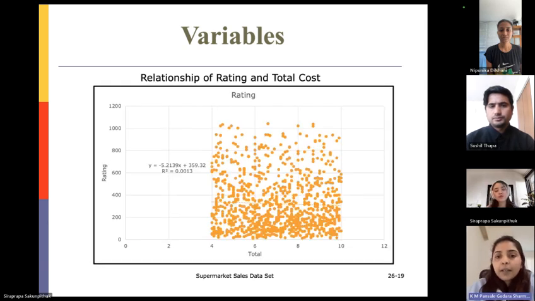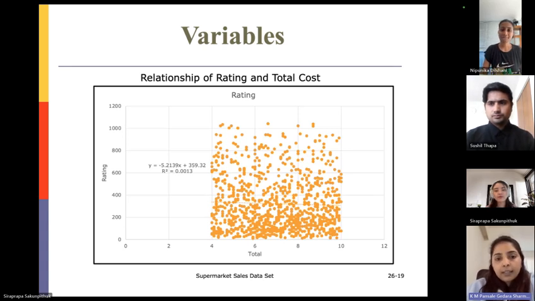On this slide, we can examine the relationship between customer rating and total cost. Our analysis shows that there's a very weak correlation between these two variables. Customer rating represents the satisfaction level of customers. Usually, on a scale of 1 to 10, we might expect that higher satisfaction ratings could lead to increased spending.